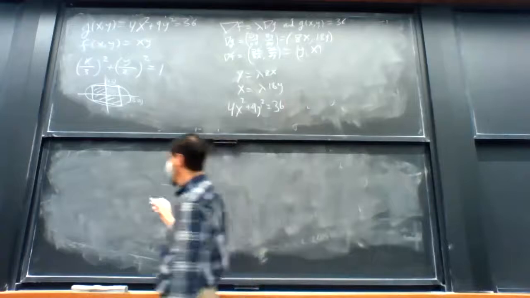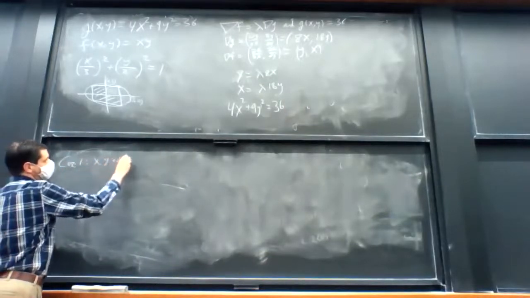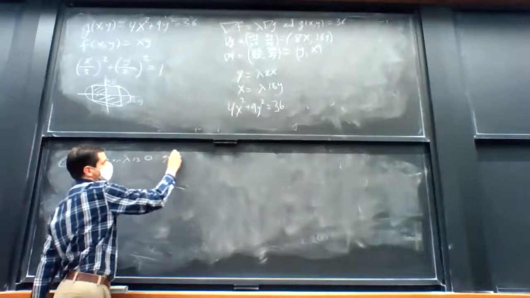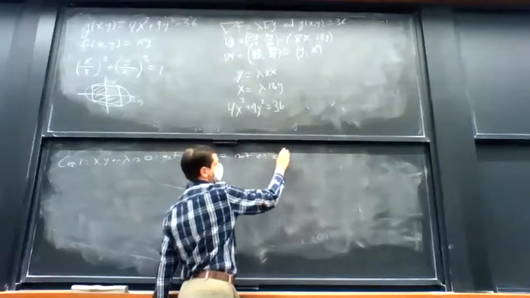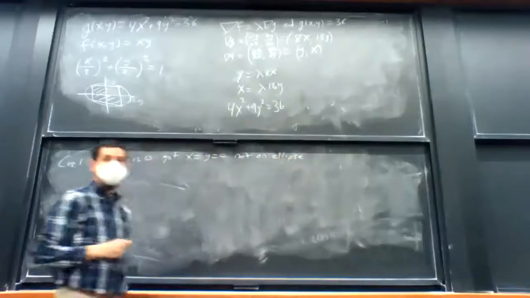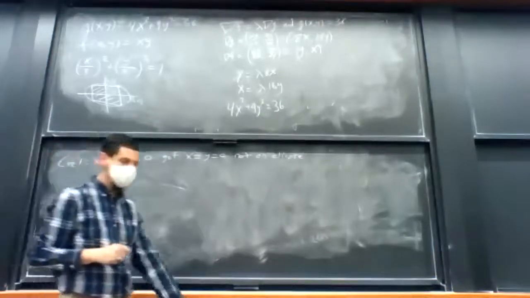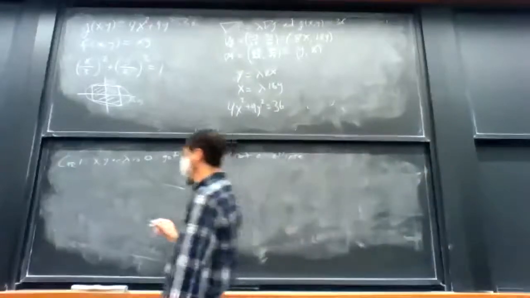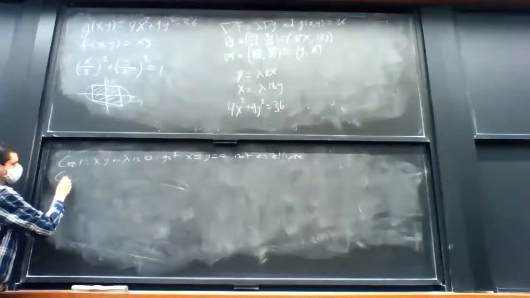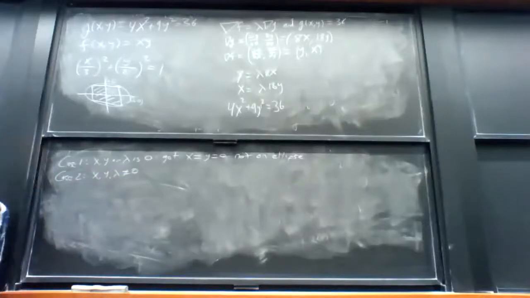So case 1, x, y, or lambda is 0. We get x equals y equals 0, not on the list. So we don't have to worry about that case. So case 1 is if anything in sight is 0. If x, y, or lambda is 0, and we've just shown we don't have to worry about that. So case 2, x, y, and lambda are not 0.